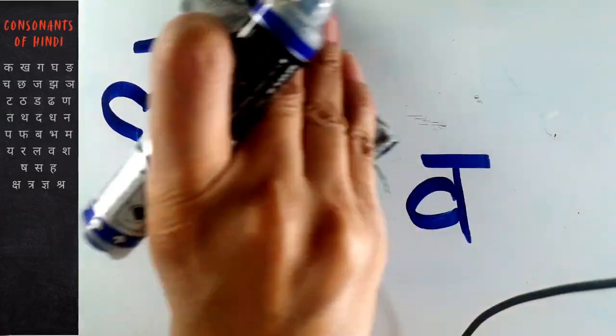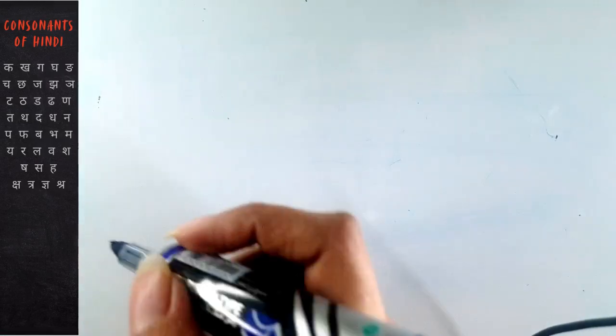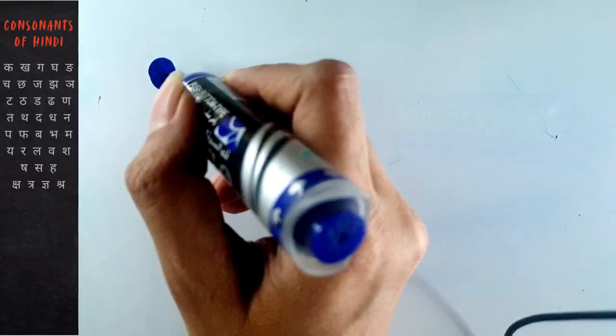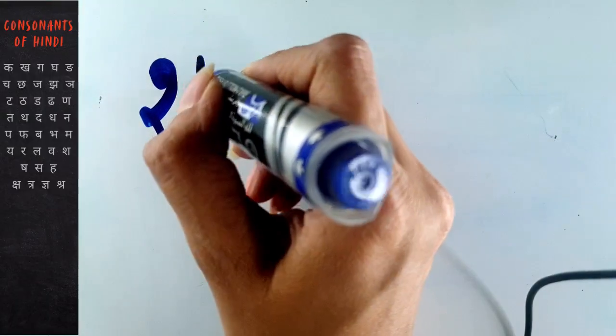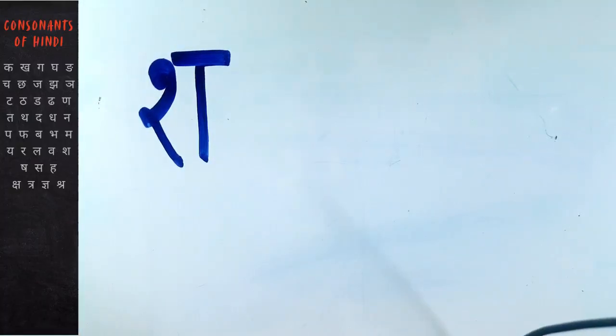Next, the last one in this set is sh. For sh, you start again like r, but you start with a loop. So you start with a loop, then you do this and this. This is sh.